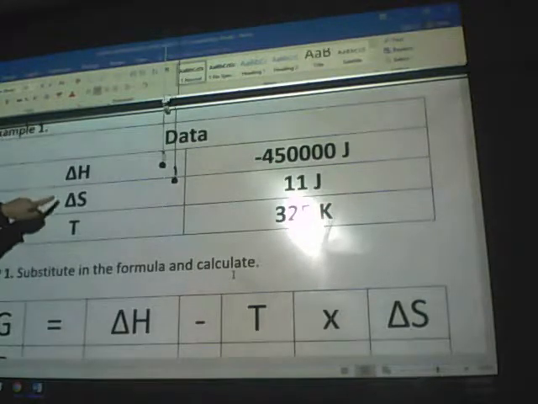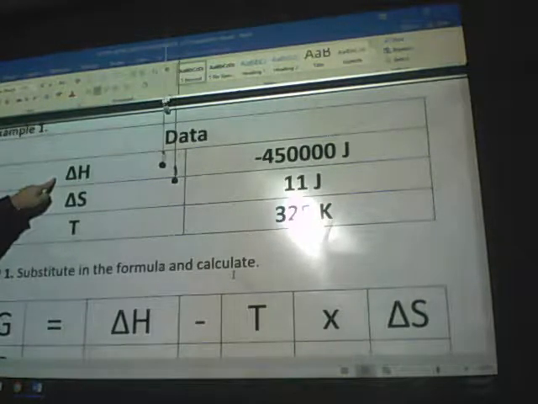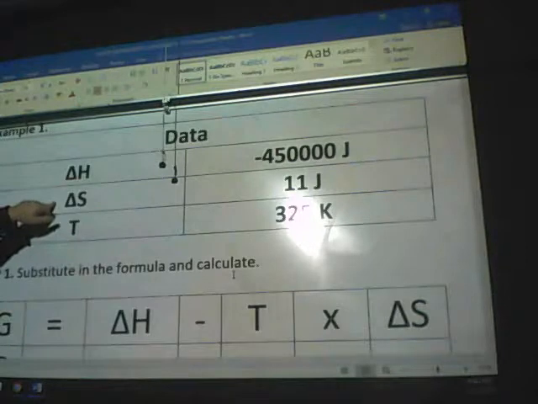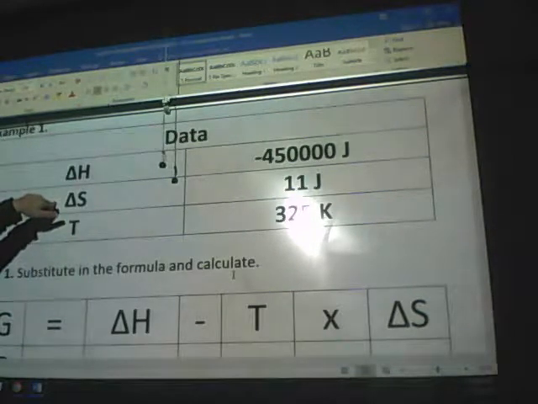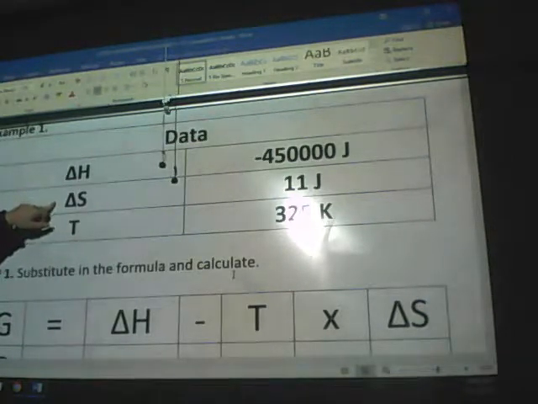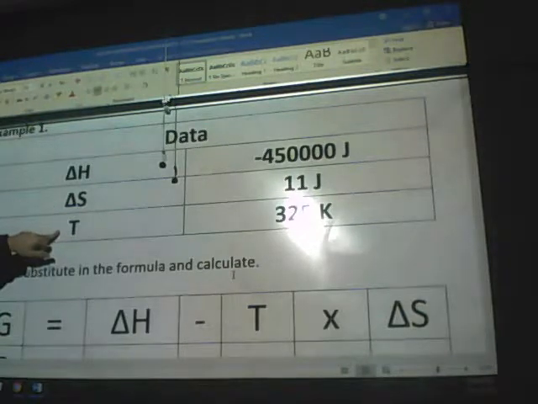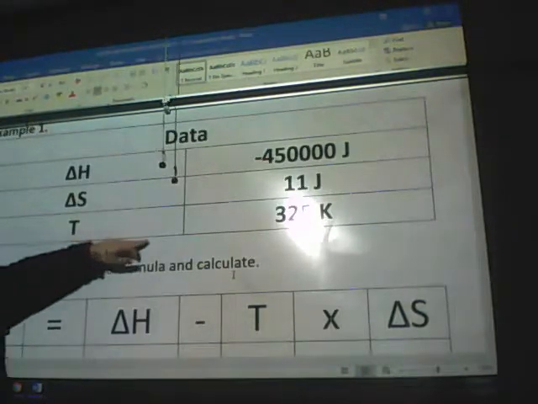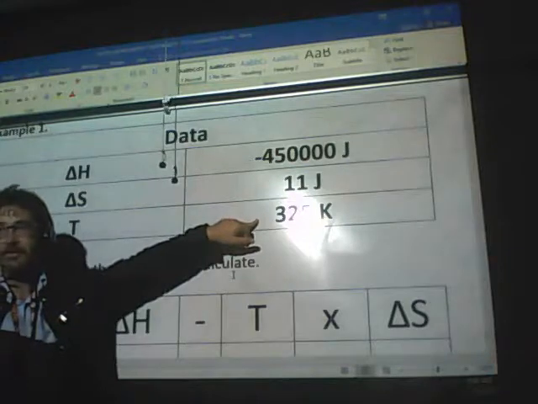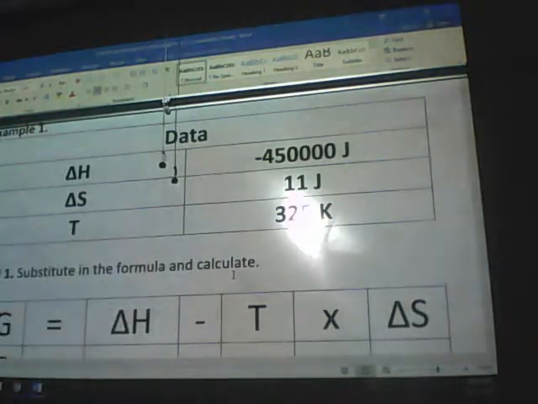The enthalpy, the entropy. The enthalpy is if the reaction is exothermic or endothermic, if it gives energy or takes energy. The entropy, if it's more or less order or disorder. And the temperature, that has to be in Kelvin, okay? If they give you the temperature in Celsius, you have to add 273, okay?